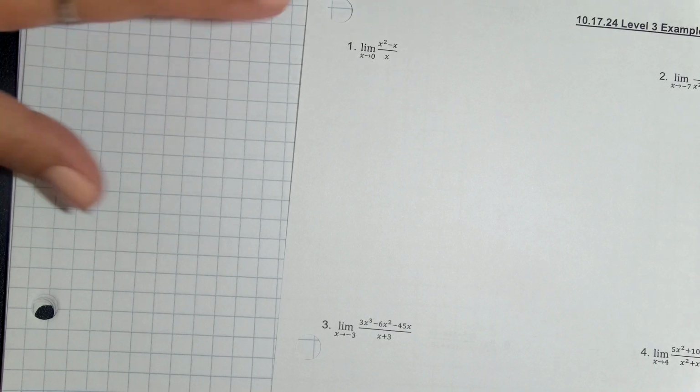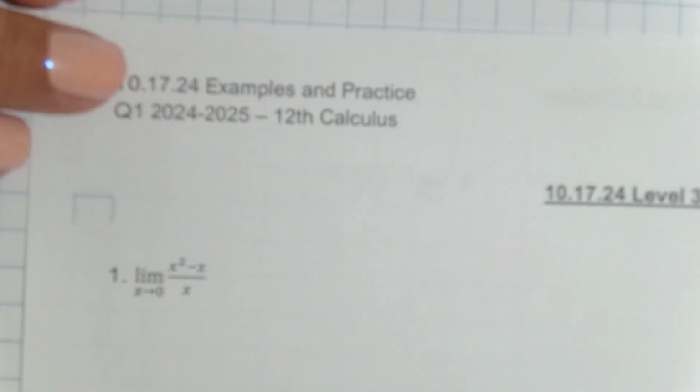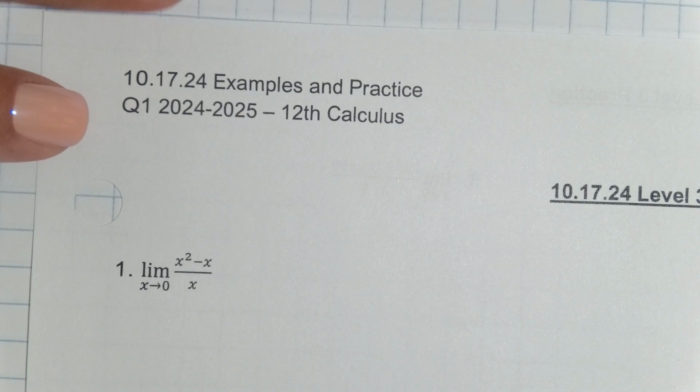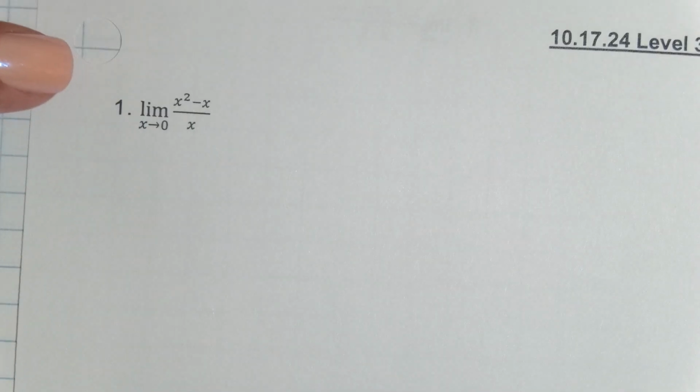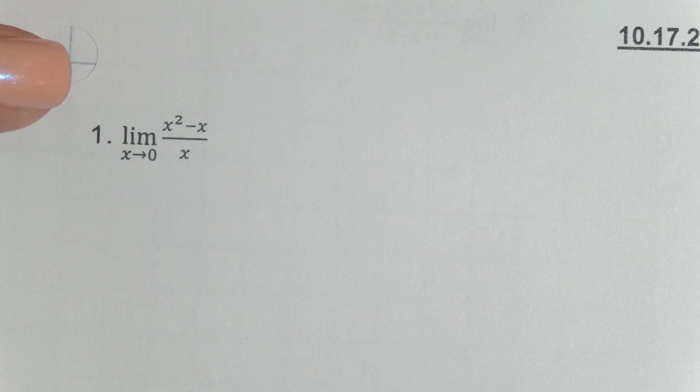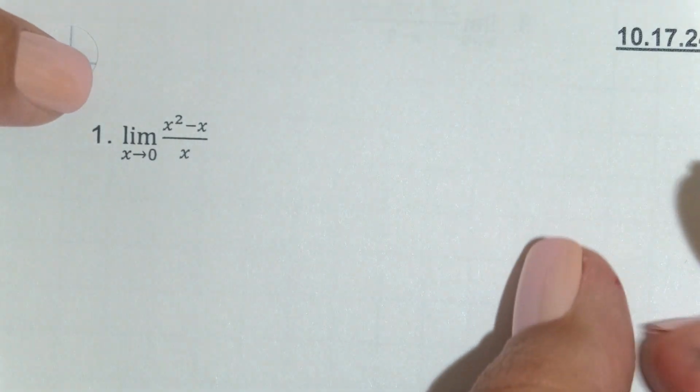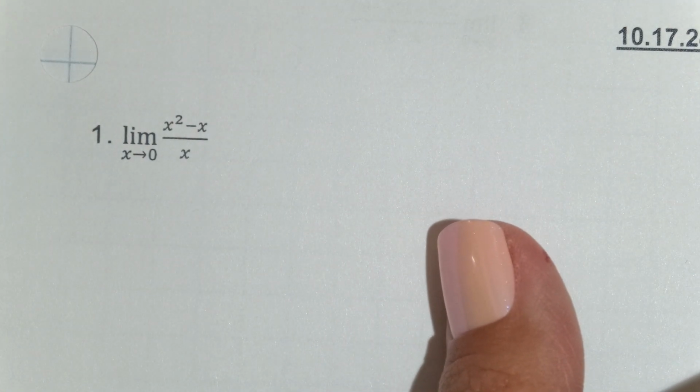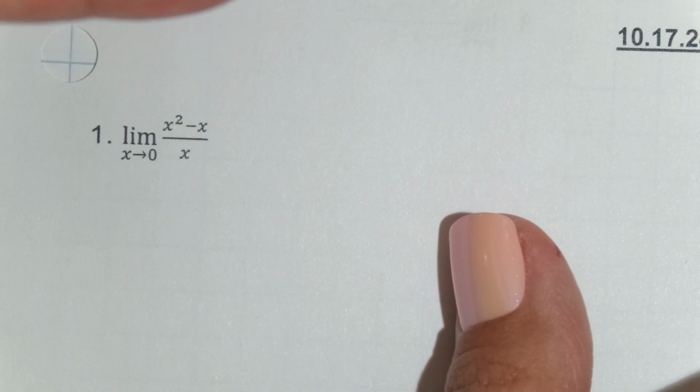All right, let's look at the first one. We need to look in the numerator and denominator and follow the steps. You can't just do it in the numerator, can't just do it in the denominator.